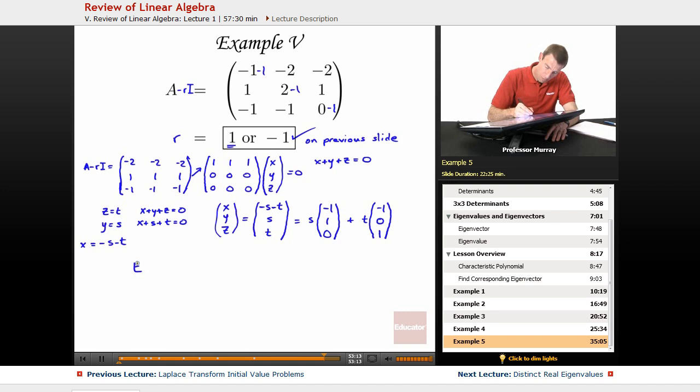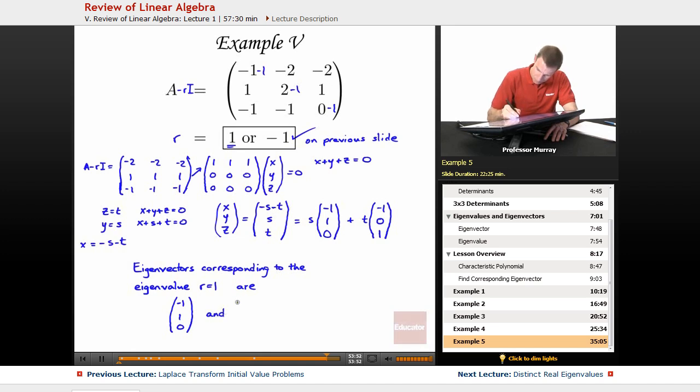So my eigenvectors, looks like I have 2 eigenvectors, 2 independent eigenvectors, if I just take different combinations of s's and t's. These are corresponding to the eigenvalue r equals 1. My eigenvectors are negative 1, 1, and 0, and negative 1, 0, and 1.